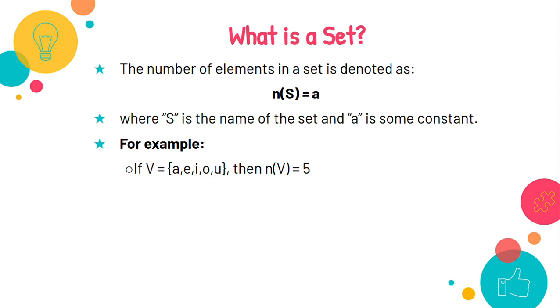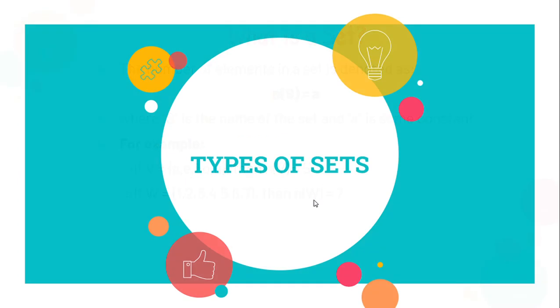So if we're using the previous example, in set V we had 5 elements. So we would write n(V) = 5. In set W with the whole numbers, we had 7 whole numbers. So we would write n(W) = 7. And that is how we denote the number of elements in the set.